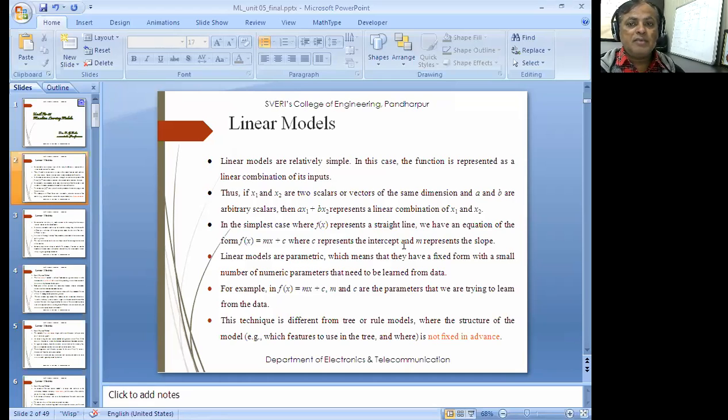So the meaning of the first line is given in the second line. That means the function is represented by the linear combination of its input. And what is the linear combination of its input? It is nothing but ax1 plus bx2.